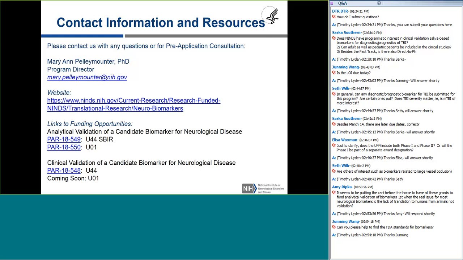The fourth question is, besides the fast track, is there also a direct to phase 2 mechanism? I'm assuming when you're asking us about this, you mean the SBIR versions. And the answer there is, I believe that you cannot use direct to phase 2. I think you have to use both phases, primarily because it's a cooperative agreement mechanism, the U44. But I'm not completely sure, so I will find that out for you. Please email me that question as well.